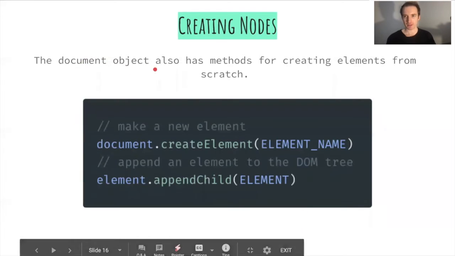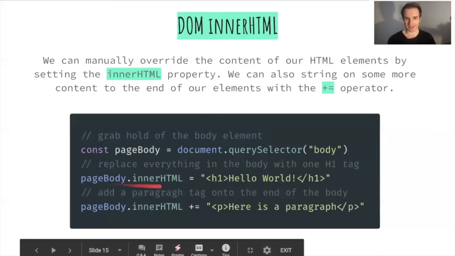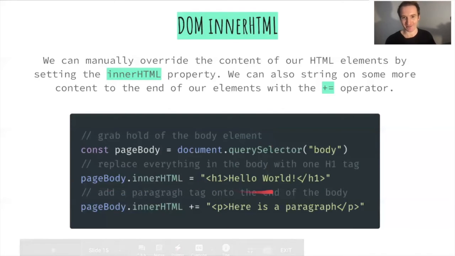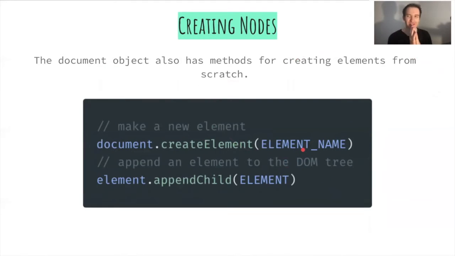So another thing that we can do with the document object, with things that we've selected, is that we can actually create new elements and add them onto the page. So one way that we could do this is literally just using this innerHTML property and just writing out whatever elements we want. I would just generally always rather do the innerHTML thing myself.